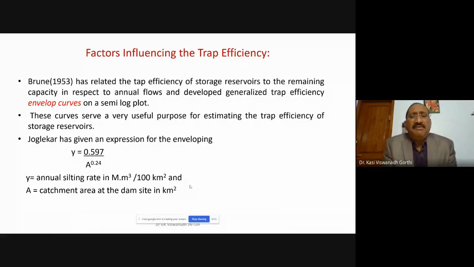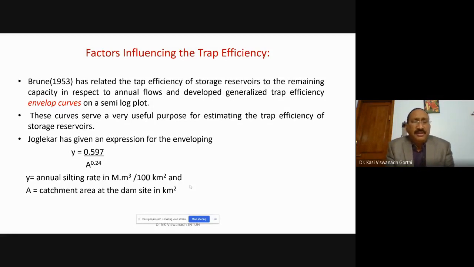So to have a relation for the trap efficiency of a storage reservoir, Brune has given a relation in terms of envelope curves. The one which you have seen in the figure, plotted on a semi-log plot, is known as the envelope curves. These envelope curves give a relation for the trap efficiency with respect to the capacity inflow ratios. So these curves are very useful for estimating the trap efficiency of storage reservoirs.